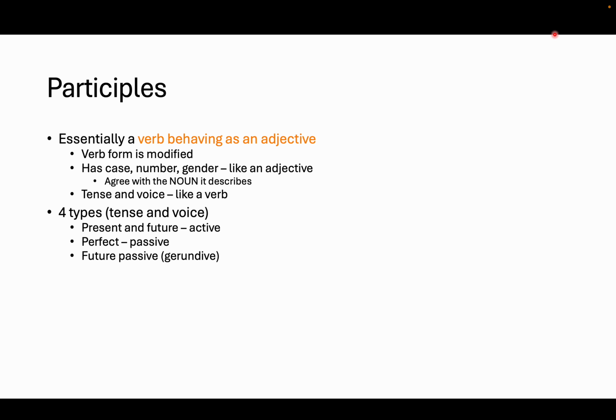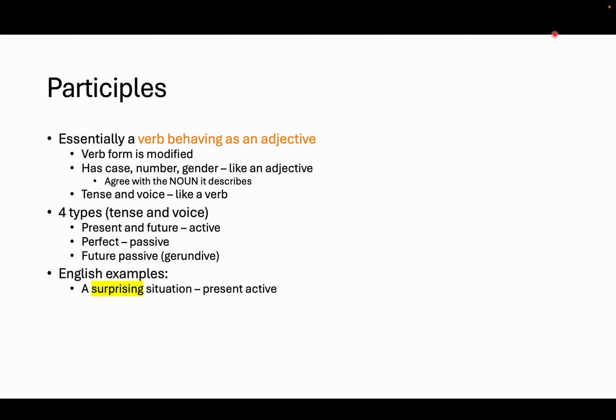The tense and voice gives us four types: present and future, perfect, and future passive. Two of them, present and future, are active, and then there's a passive perfect and a passive future. Let's look at some examples to understand this, right?